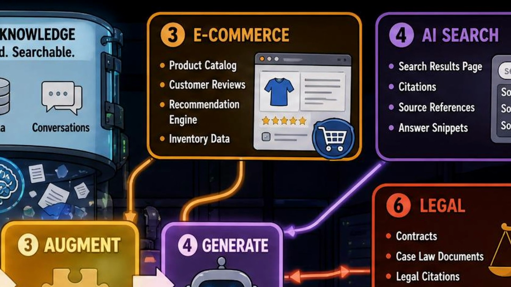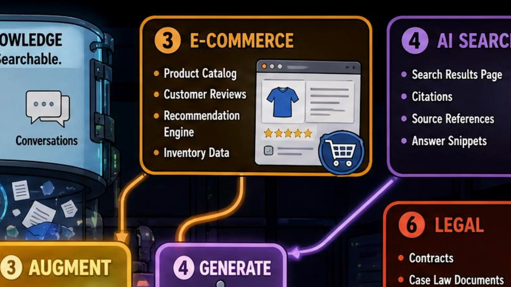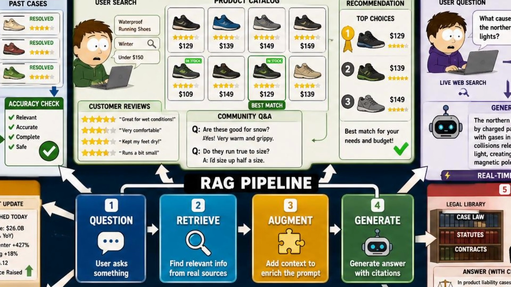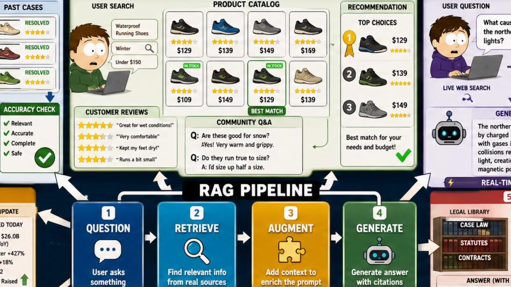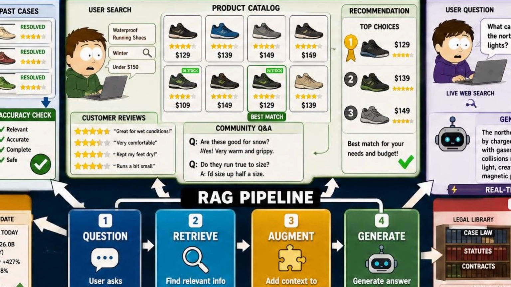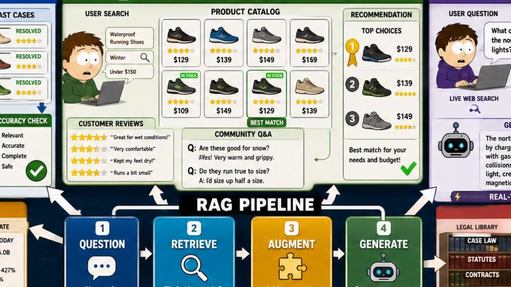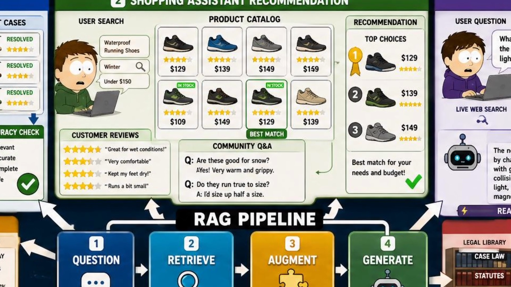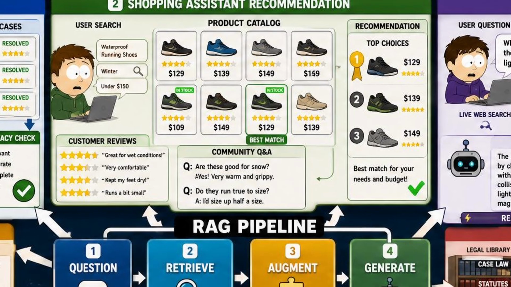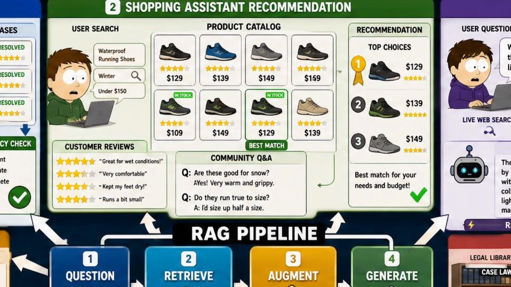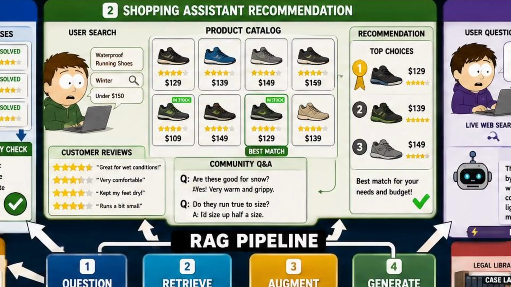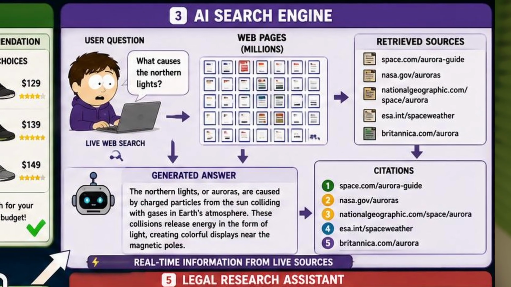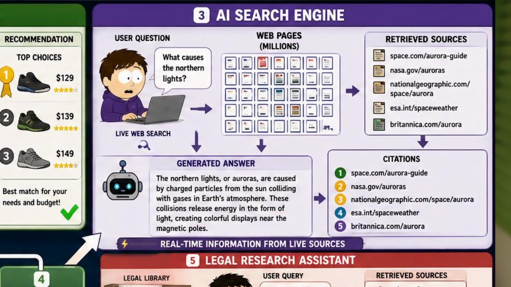E-commerce. Here the source isn't documents at all, it is a product catalog. Amazon's shopping assistant, Rufus, is the real production example. Someone asks for waterproof running shoes for winter under $150, and the system searches the product catalog plus customer reviews and community questions and answers, retrieves the closest matches, and generates a recommendation grounded in what's actually in stock and what real buyers said about it. AI search engines. When you use Perplexity, for example, or ChatGPT search mode, you're using RAG at web scale.